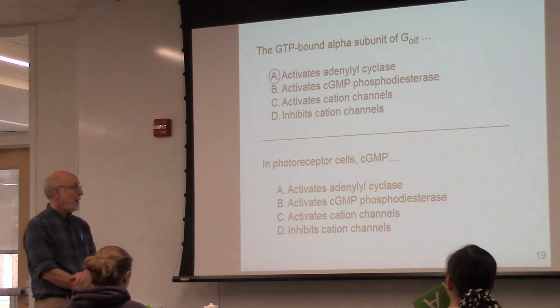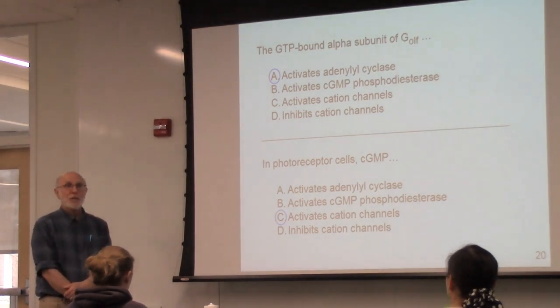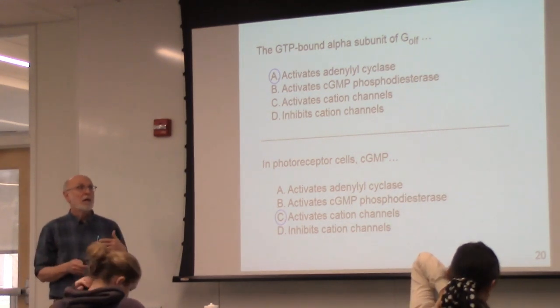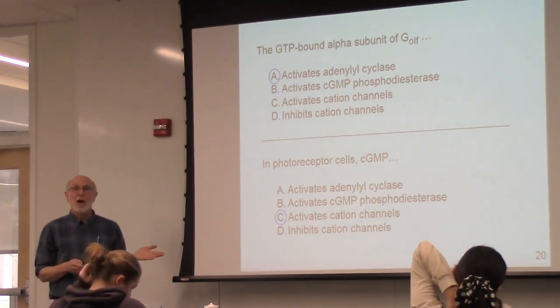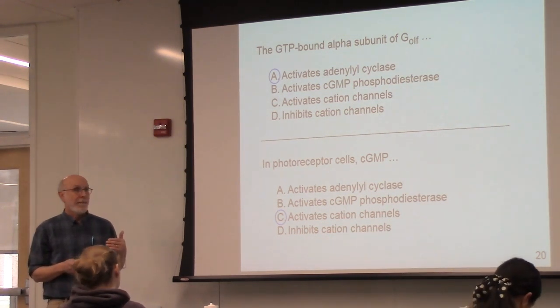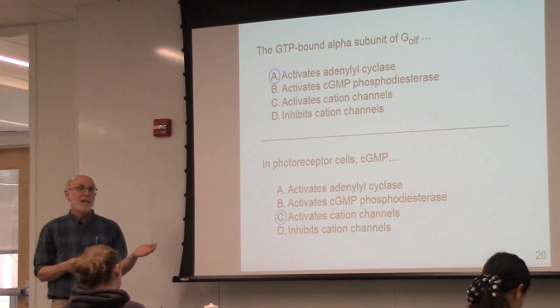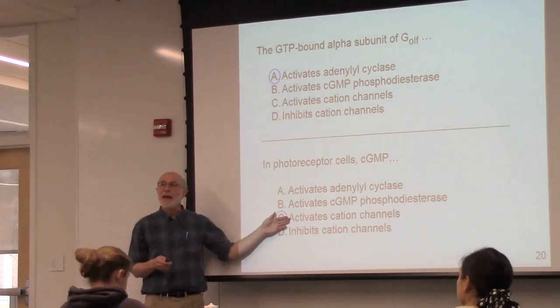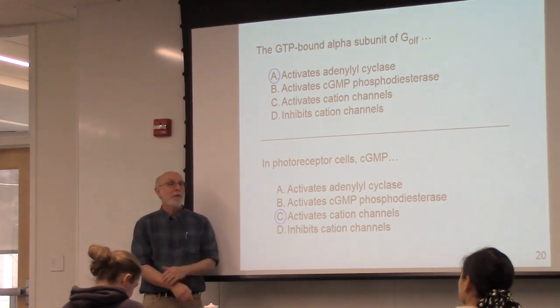Cyclic GMP activates cation channels, which is why in the dark the photoreceptor cells are relatively depolarized. The cutting of cyclic GMP lowers cyclic GMP, lowers the activation of the cation channel, allowing the hyperpolarization.